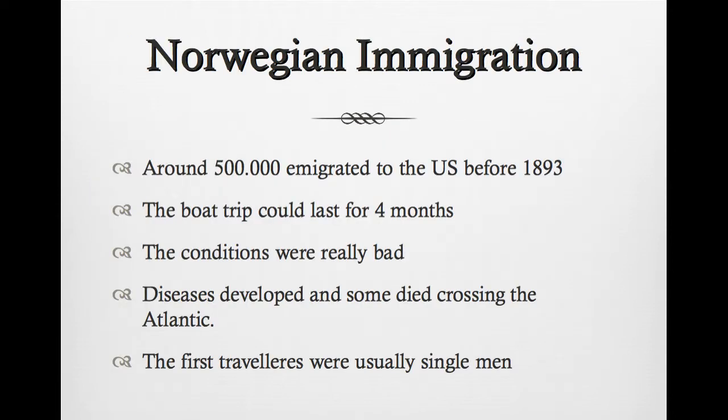Now, we did earlier talk about Norwegian immigration, but I will just give you some numbers from last lesson. Around 500,000 emigrated to the USA before 1893. The boat trip could last for 4 months, and the conditions were really bad, and diseases developed, and some died crossing the Atlantic. The first travelers were usually single men.